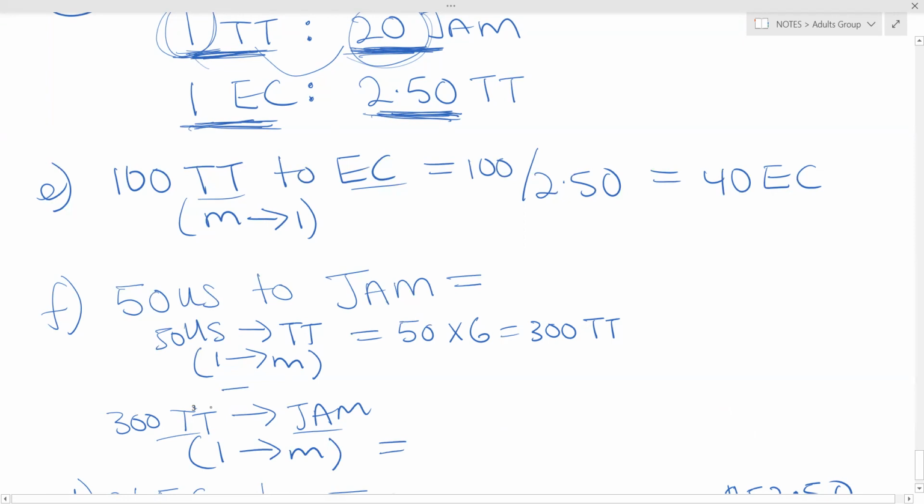Right, so always go back to this, start here. So we're starting at TT and we're going to Jamaican. So one to many. So that means you're multiplying. So that's going to be 300 multiplied by 20, which will be 6,000 Jamaican, because we went from TT to Jamaican, and it is 1 TT to 20 Jamaican. So we multiply it, 6,000 Jamaican dollars.